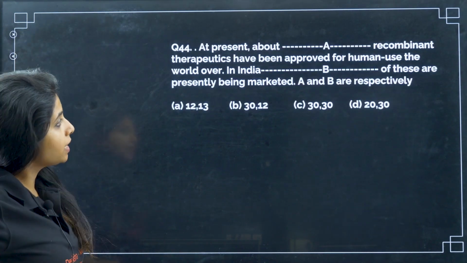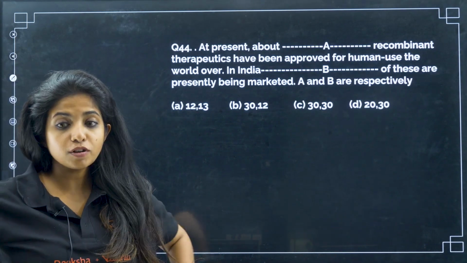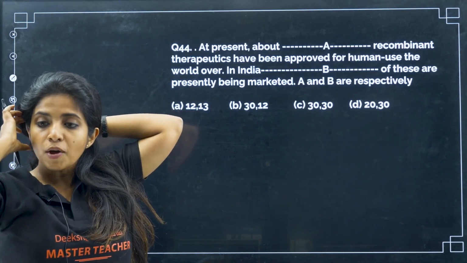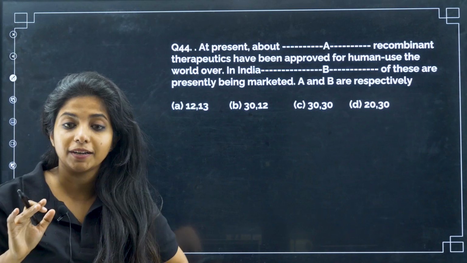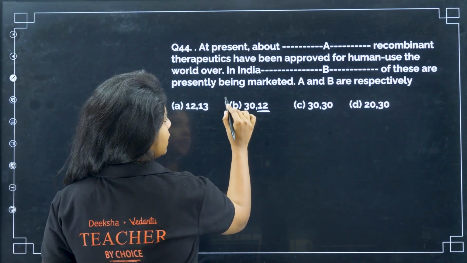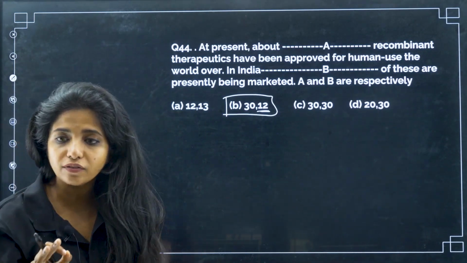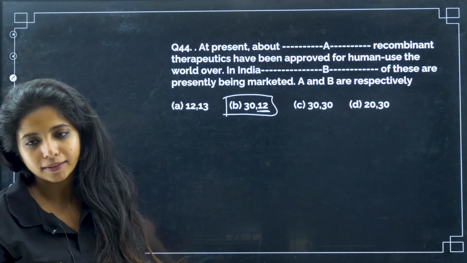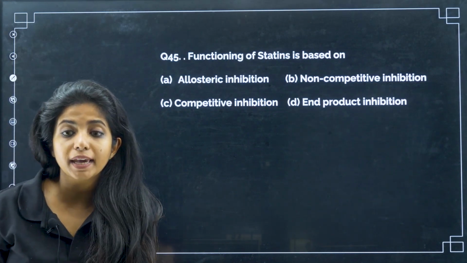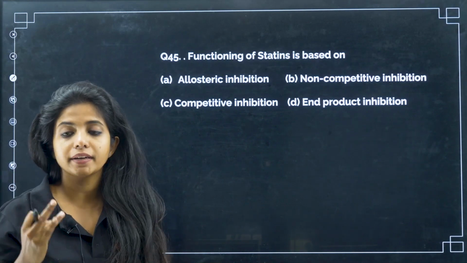Next, 44th. At present about dash recombinant therapeutics have been approved for human use the world over. How much? Almost 30. And now in India, B of these are presently being marketed. Out of 30, something is being marketed. All 30? No, it will be 12. So 30 are approved for human use, and out of that 12, my dear children, are presently being marketed as well.